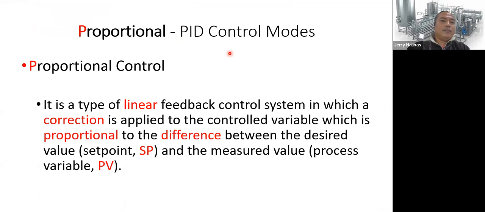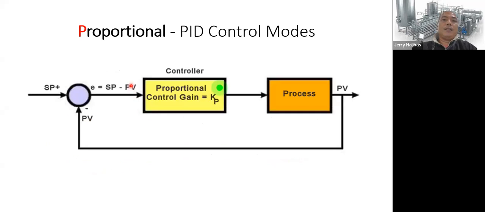So what is proportional control mode? It is a type of linear feedback control system in which correction is applied to the control variable proportional, or linear, to the difference between the desired set point value and the measured value, or the process variable, PV. You say proportional, it's a straight line, either slanting. If you look at it in a block diagram, it looks like this.